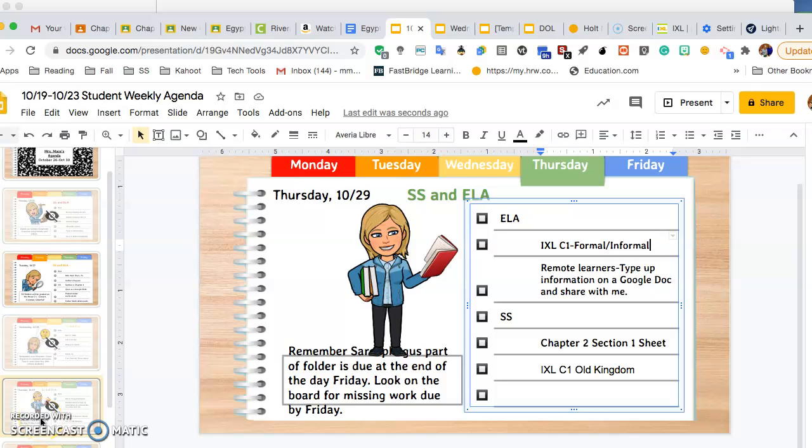For English today, get on IXL and go to C1. Make sure that's Language Arts 6th grade. Formal and informal tone. The author's tone is talking about how they are talking to you. Are they talking to you like a friend, a buddy, or are they talking to you like they're addressing an audience that they may not know?